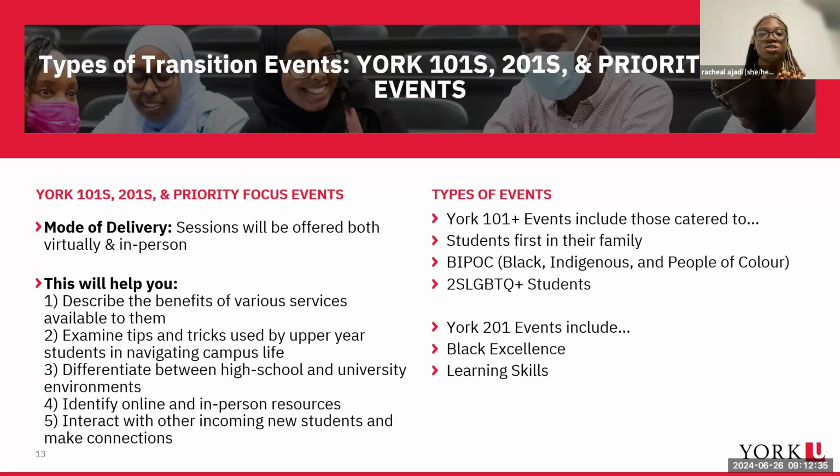So it's not just coming to learn more information. You're also coming to meet new people that could be in the same program, same faculty, or even people you have nothing similar with, but you're just going to meet new people and also make connections with us as well as we get to answer questions over the course of the event. So the types of events we hold for the York 101 are usually catered to students who are first in their family, so if you're a first generation student, the BIPOC, the Black, Indigenous, and people of color, and the 2SLGBTQ plus students. And the York 201s, which is a more specific event with different departments at York, usually includes the Black Excellence and the Learning Skills Services.